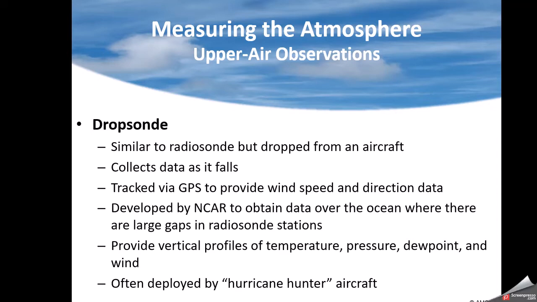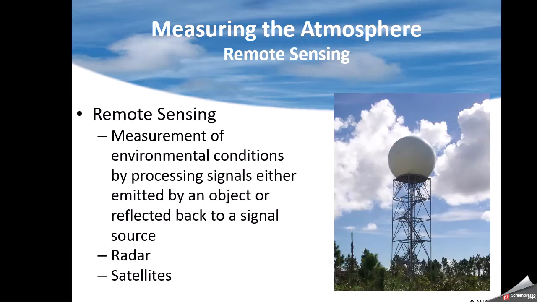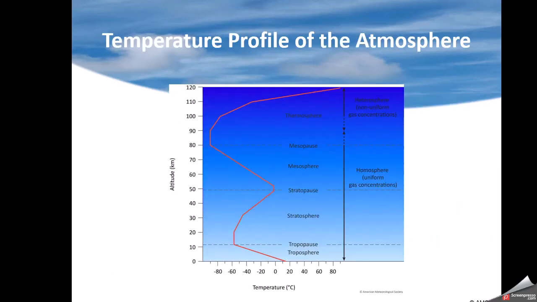A dropsonde is a very similar instrument, except it's dropped from an aircraft and drops down towards the ocean typically. And these are used many times in hurricanes. They can also be used in winter storms out over the water. They're not typically dropped over land. They're generally dropped over an ocean somewhere. Remote sensing, we have satellites. We also have radars. Here's a radar tower.